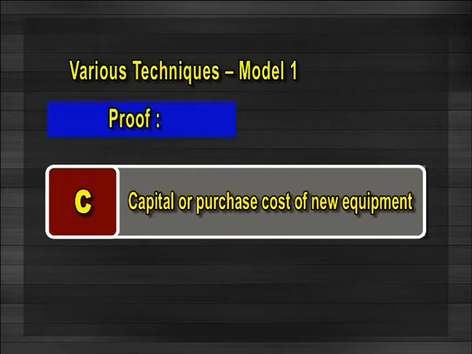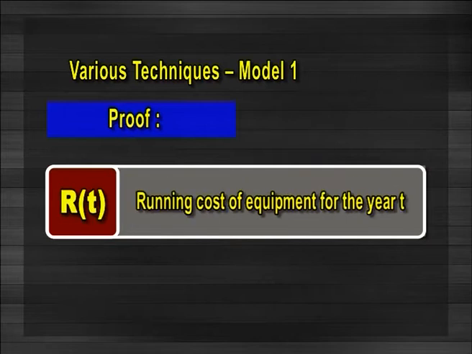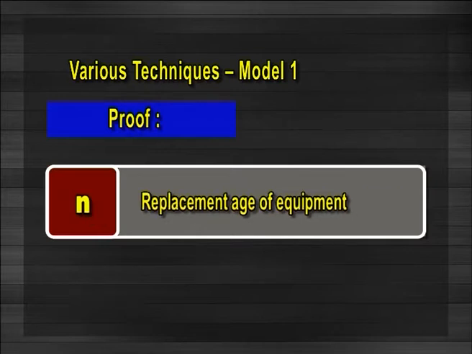Let C equal the capital or purchase cost of new equipment, S equal the scrap or salvage value of the equipment at the end of T years, R(T) equal the running cost of equipment for the year T, and n equal the replacement age of equipment.